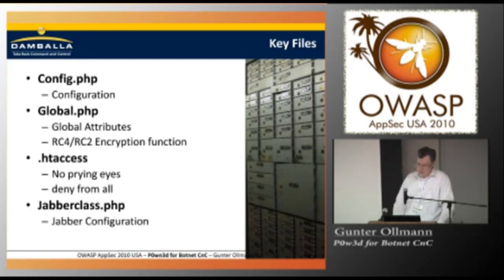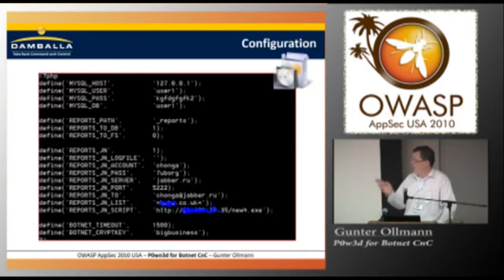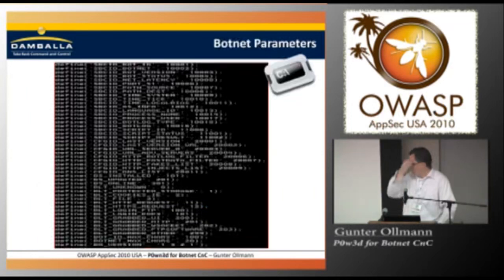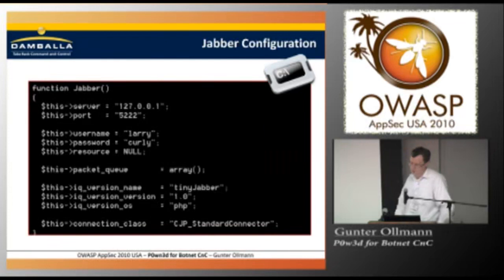Okay. HT access for cutting off access and prying eyes, and for the Jabber Zeus gang, the Jabber class, which is for the Jabber configuration. Now, configuration files are easy to understand, easy to edit. The botnet parameters, so here we're seeing all the different functions that can be sent and communicated to a Zeus agent, of how to receive data, send data, and all that. So utility bots in action. This is the command language.